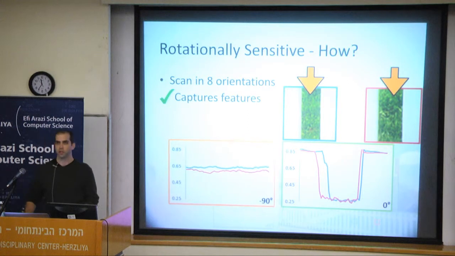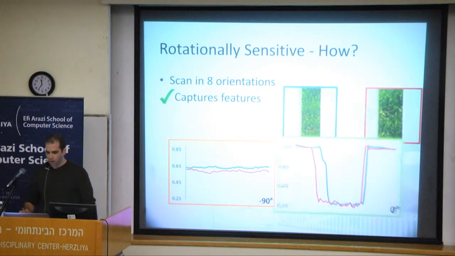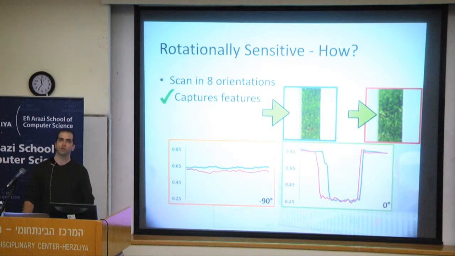Looking at the orange orientation, scanned top to bottom, we note that since the pattern does not change along this orientation, we get two flat curves. But looking at the green orientation, scanned left to right, you can see that we indeed captured the features within the patch.